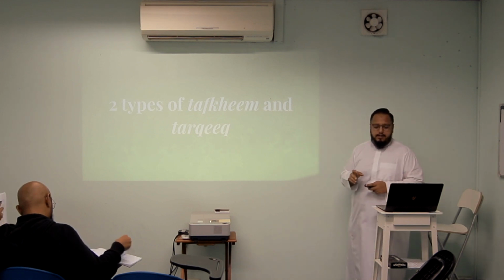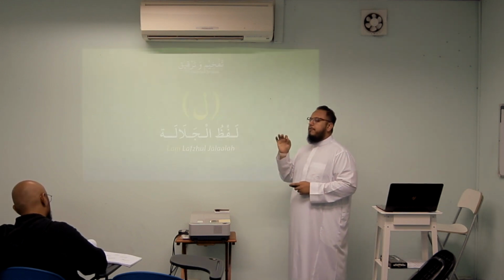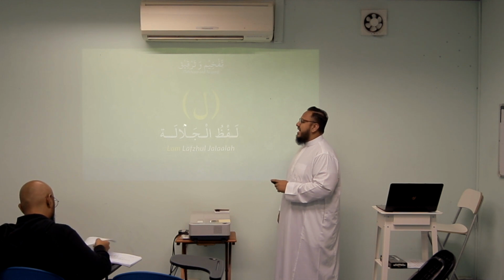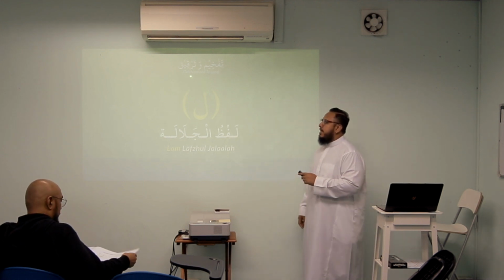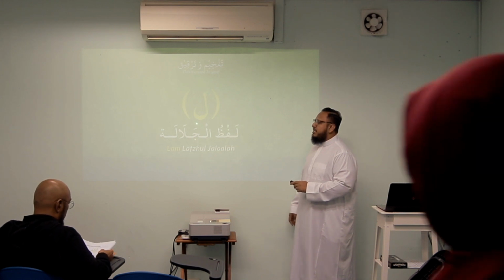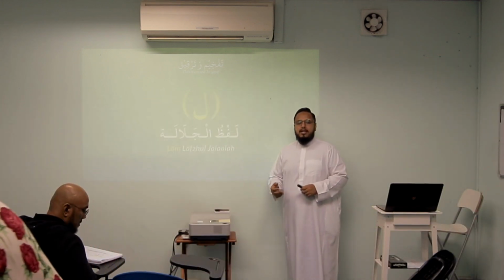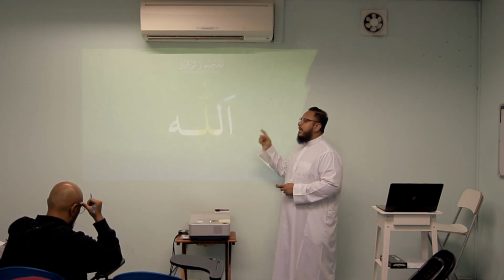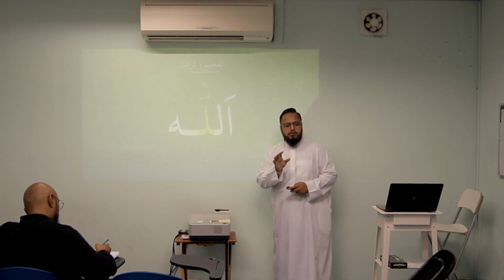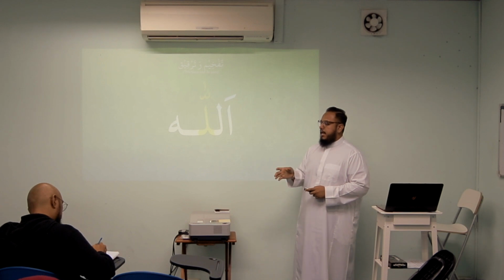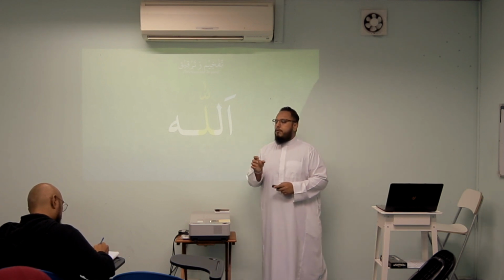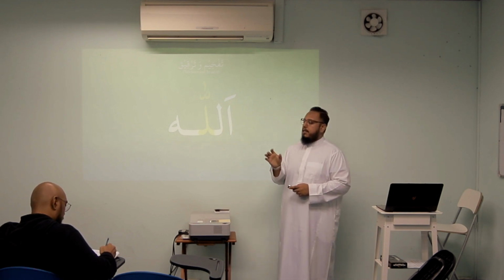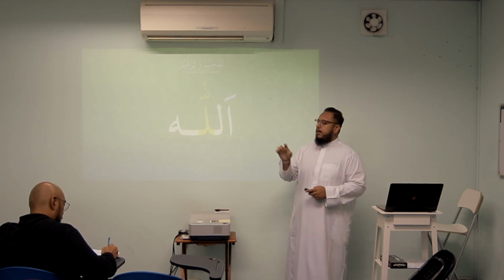The two types of Tafkheem and Tarqeeq, the first one is huruf lam, but not any kind of lam. It is called lam lafzul jalala. Together, 1, 2, 3. Lam lafzul jalala. So, what is lam lafzul jalala? It is the lam that can only be found in kalimah Allah. So that's the first huruf. Now is it wrong for me to just say lam? Yes. Because we want it to be specific, that we are talking about a specific lam in the kalimah Allah.